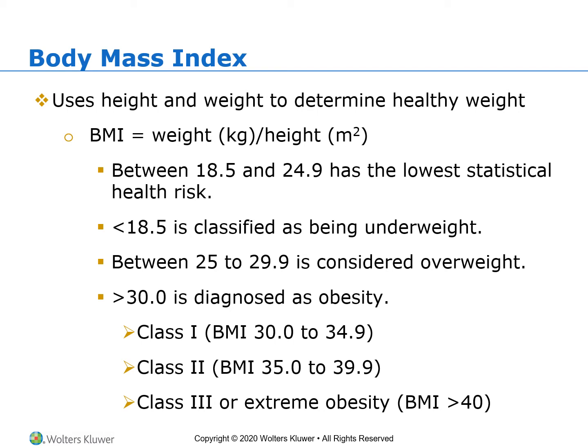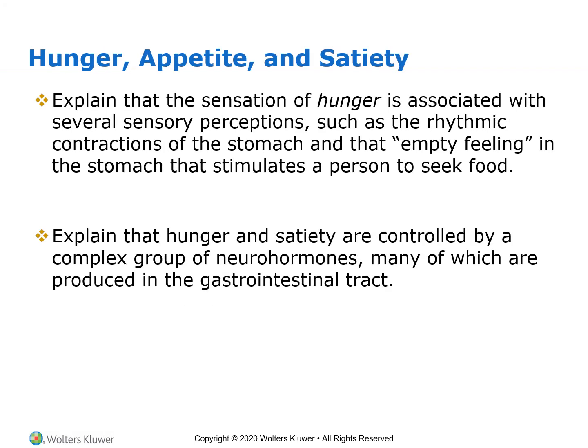These are the body mass index categories. When you look at anybody over 30 in body mass index, you have subcategories, where you're seeing class 1, class 2, class 3 obesity differentiated.